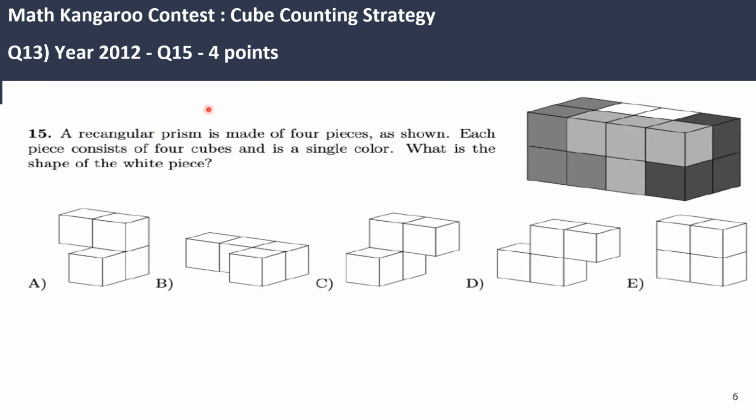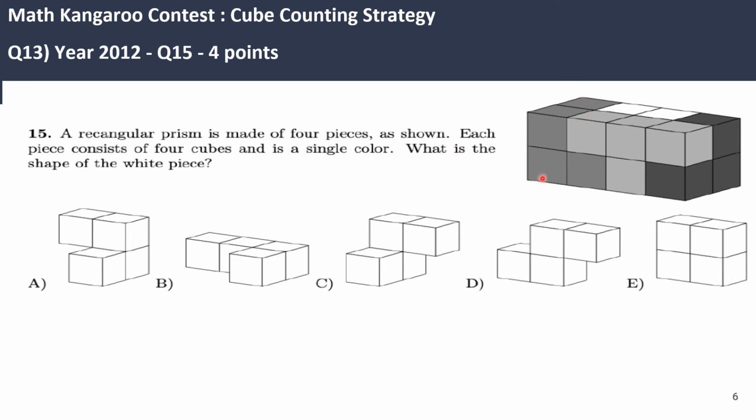Question 15, year 2012. A rectangular prism is made of 4 pieces as shown. Each piece consists of 4 cubes and is a single color. What is the shape of the white piece? Now you can see the prism here, and there are 5 options given here. So these 5 options are a possible projection of the white color cube.